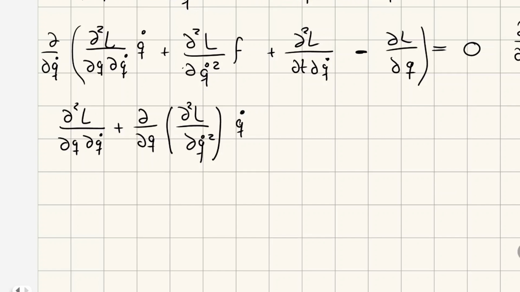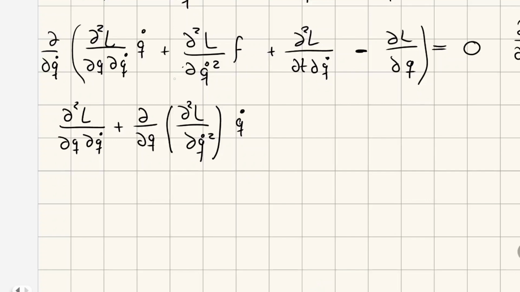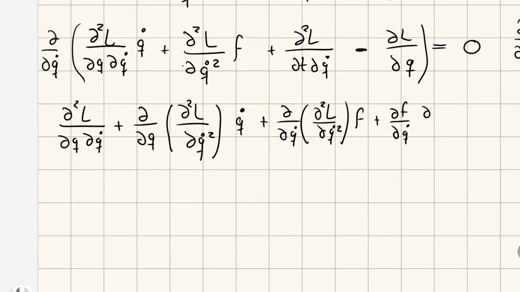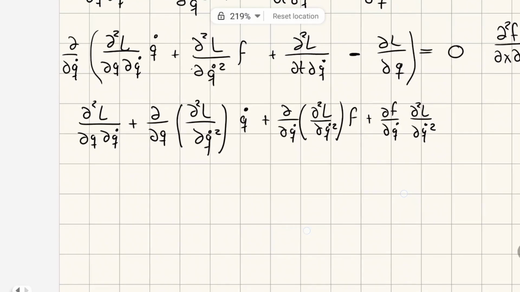Okay, now we go with the second term. We are going to remain this as the partial with respect to q dot of the second partial of L with respect to q dot squared. Taking the derivative of the first term times the second times f, and then plus the partial of f with respect to q dot, and then times the first term, which is the second partial of L with respect to q dot squared. Okay?